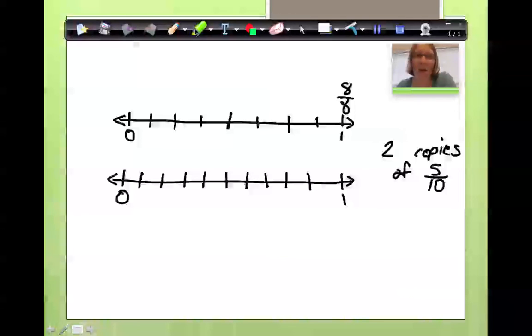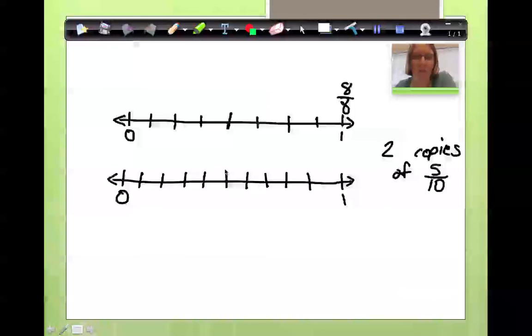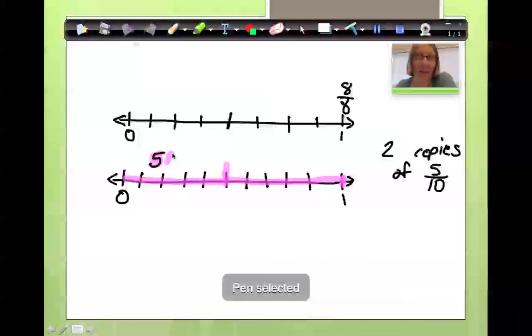Where would that be? 2 copies of 5/10. Okay, well, I'm going to use my highlighter here. Where is 5/10? 1/10, 2/10, 3/10, 4/10, 5/10. Here's 5/10. So this would be 1 copy right here. I have to mark another copy. 1, 2, 3, 4, 5 pieces. Here's the second 5/10. This is 5/10, and this is 5/10.